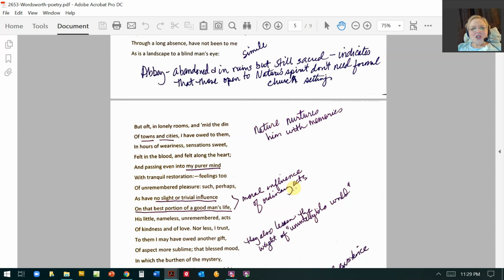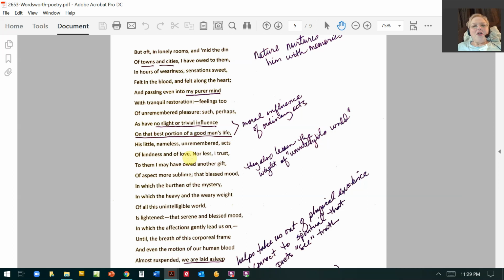And he says it's also things that I'm not even conscious of, right? Of the unremembered pleasures. So this is talking about those ordinary things that you do. He says that these are the things, it says down here, his little nameless unremembered acts of kindness and of love. These too can help us, right? So nature nurtures us with our memories. There's a moral influence because of the ordinary acts that we do. And sometimes we don't even remember all of the details, but we still have a sense, right?